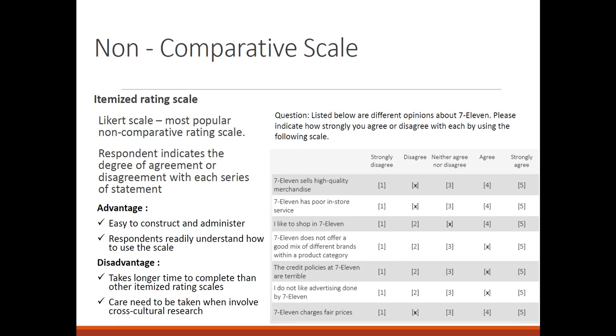Advantage: easy to construct and administer. Respondents readily understand how to use the scale because it is widely used. Disadvantage: it takes a longer time to complete than other itemized rating scales because they need to think. Care needs to be taken when it involves cross-cultural research, so when it involves different cultures, you have to think about that also. So this is another non-comparative scale, but this one is the most commonly used. If you use a Likert scale, this is it.